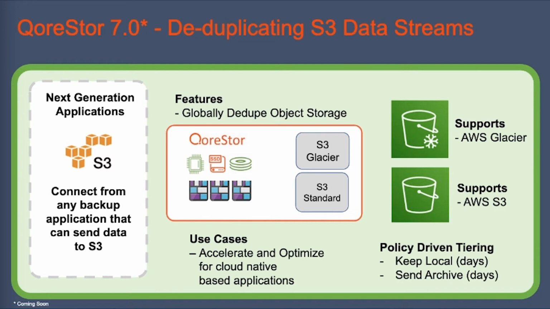Okay, interesting. So could this help companies to save money on their Amazon S3 bill? For sure. If they're streaming data into it, and they can stream it into the front of CoreStore and then store that, sure, it'll compress, dedupe, and encrypt.